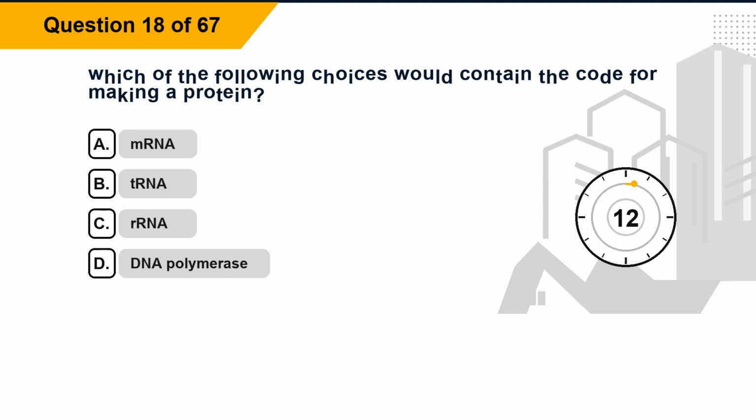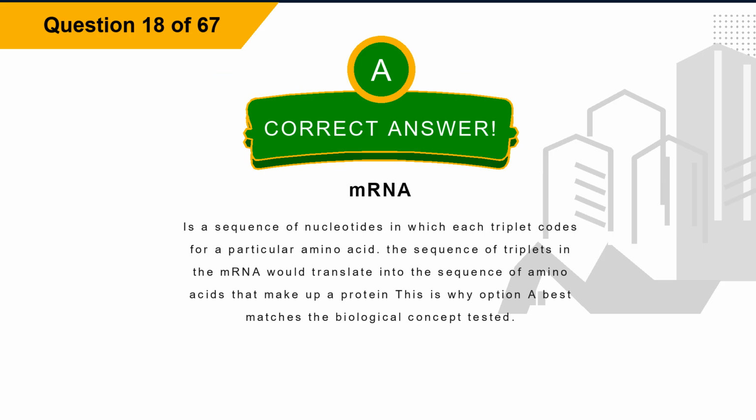Question 18. Which of the following choices would contain the code for making a protein? Option A. mRNA. Option B. tRNA. Option C. rRNA. Option D. DNA polymerase. The correct answer is option A. mRNA. Explanation. mRNA is a sequence of nucleotides in which each triplet codes for a particular amino acid. The sequence of triplets in the mRNA would translate into the sequence of amino acids that make up a protein. This is why option A best matches the biological concept tested. Question 19.